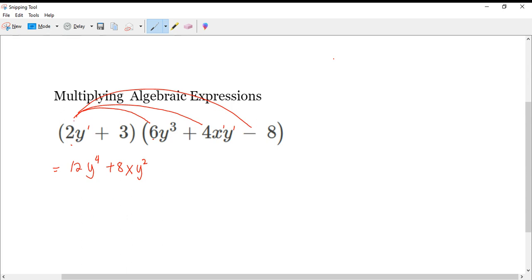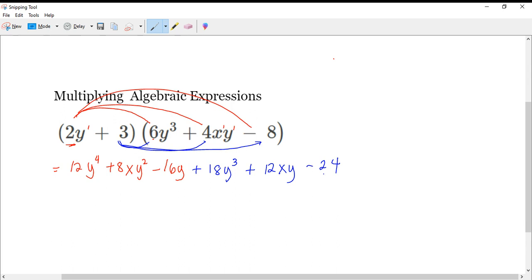All right, so next is 2y times negative 8. The 8 does not have any letters, so therefore we will just multiply it with 2. Positive times negative, you have negative 16y. So you're done with the 2y. Now let's do the positive 3. So the same thing, you will multiply positive 3 to each one of these, okay? So let's do that. 3 times 6, you have positive 18y cubed. 3 times positive 4xy, so you only multiply the coefficients, plus 12xy, and then positive 3 times negative 8, you have negative 24.